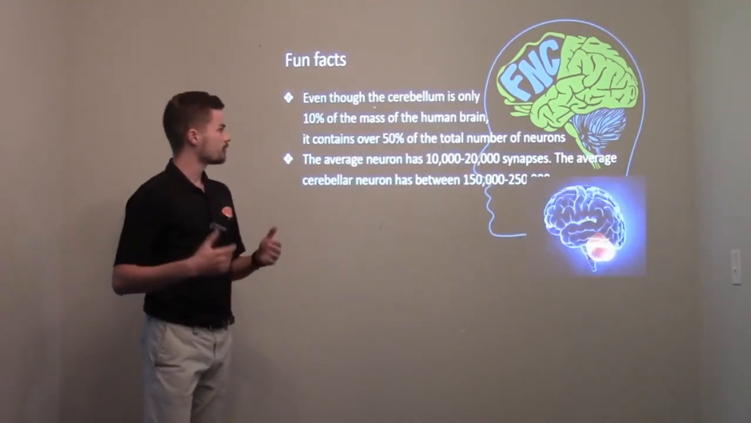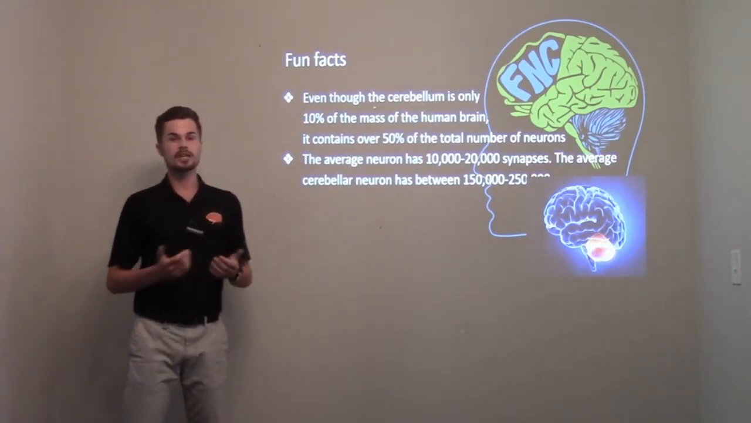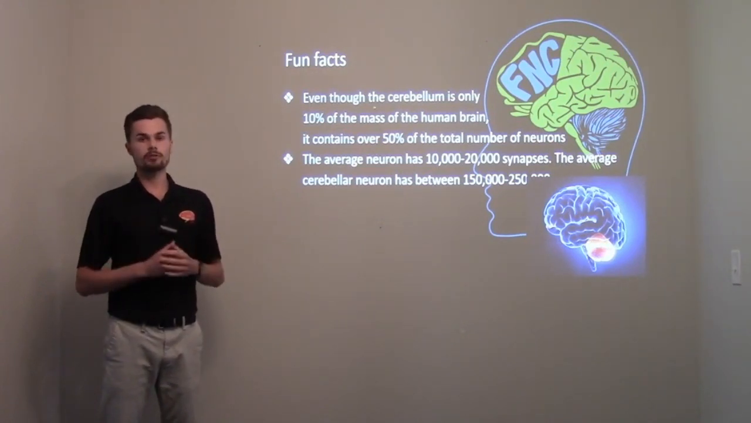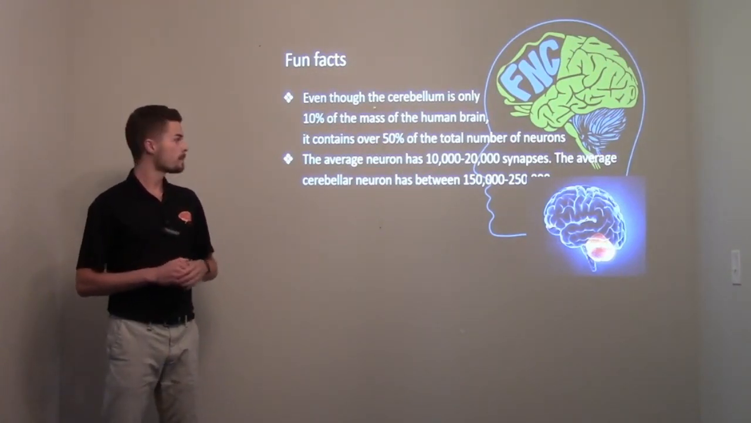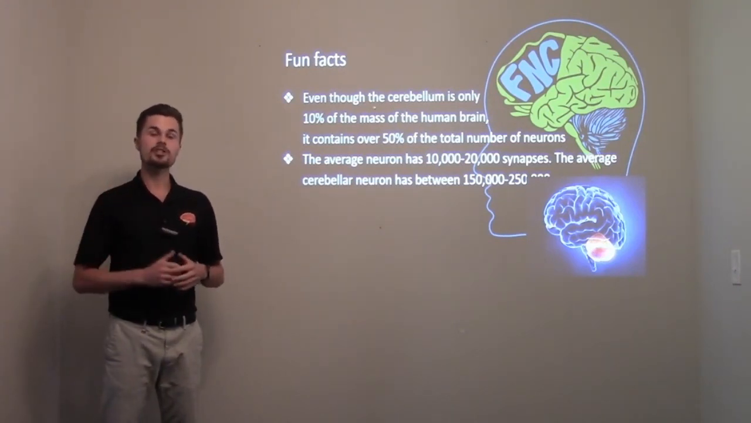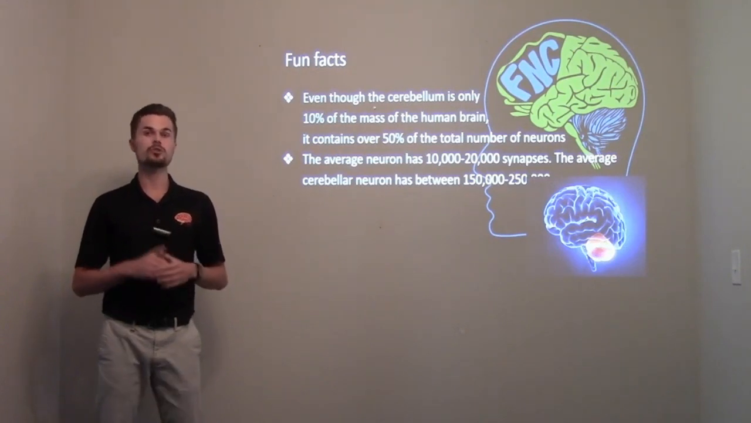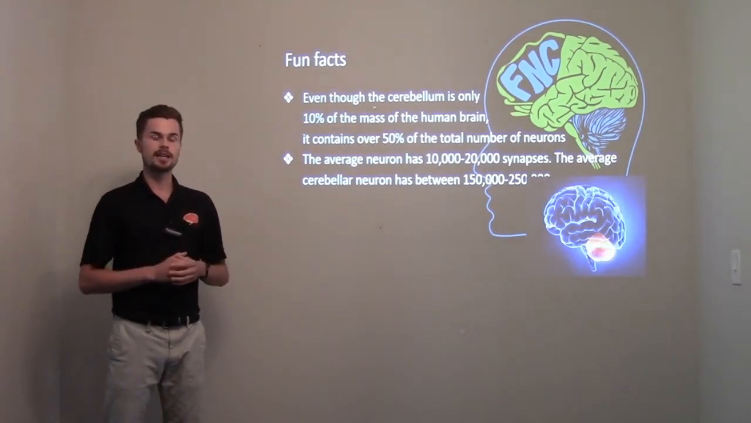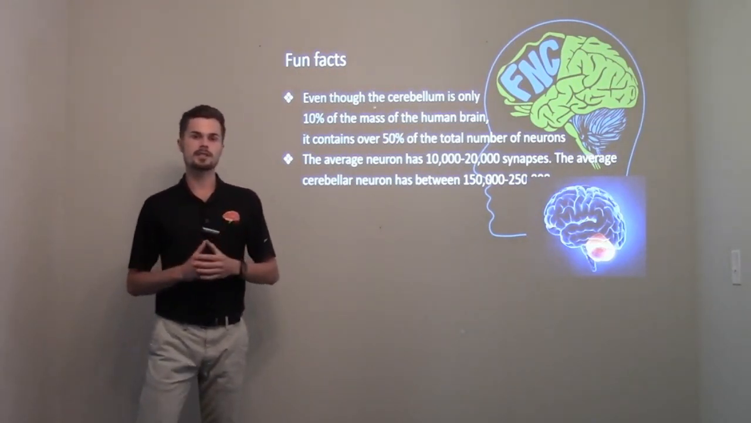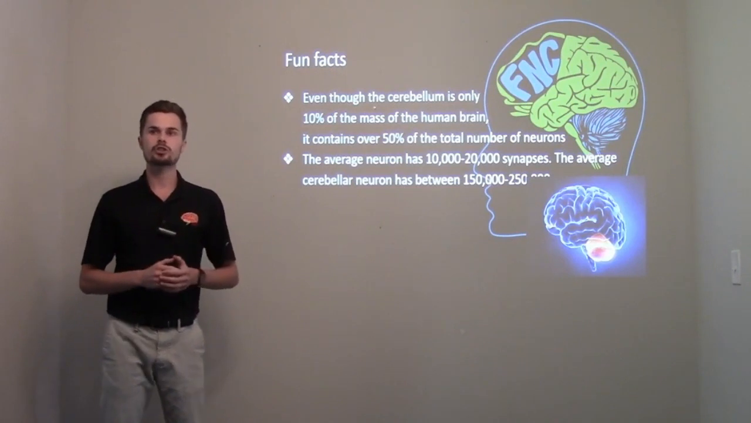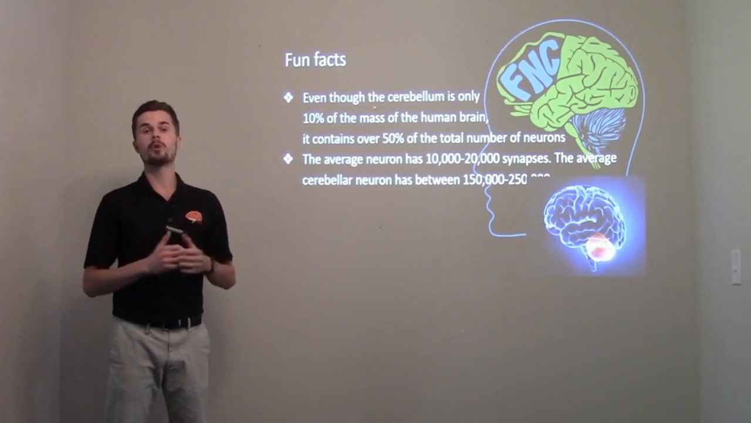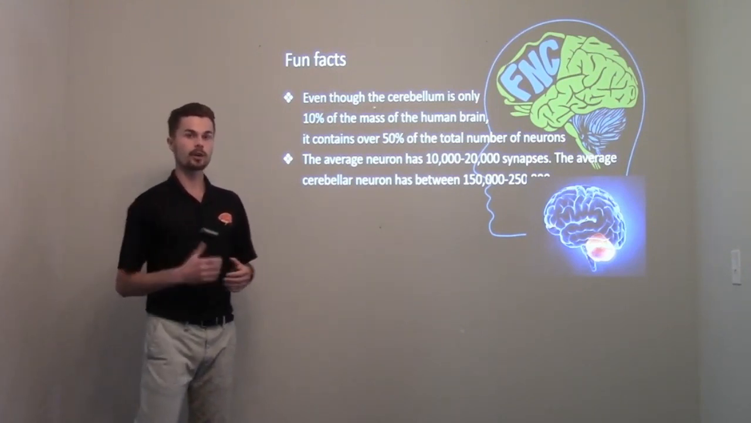So just a few fun facts. Even though the cerebellum is only about 10% of the total mass of the brain or the nervous system, it houses about 50% of the total number of neurons. Okay? And the average neuron has about 10 to 20,000 synapses, but an average cerebellar neuron has 150,000 to 250,000 synapses. And that just gives you a little bit of perspective on how important this system is for fine-tuning and making sure that everything is organized and coordinated in your brain, so you can have the most appropriate motor output possible at that current moment.